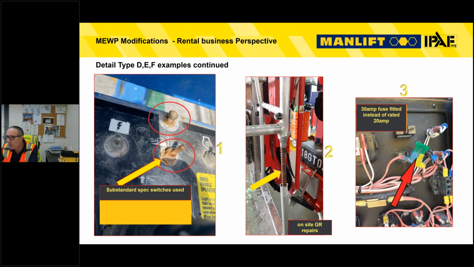And if we go and put a 30 amp fuse in, for example, when a 20 amp fuse was rated, we can actually start a fire on that MEWP, which we certainly don't want. So we shouldn't be modifying the MEWP even by changing fuses with a larger fuse.